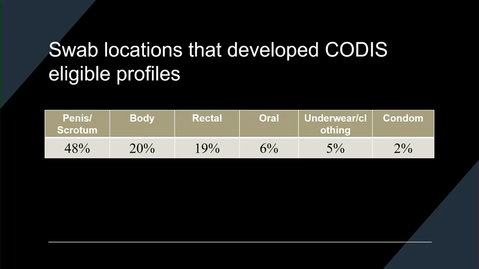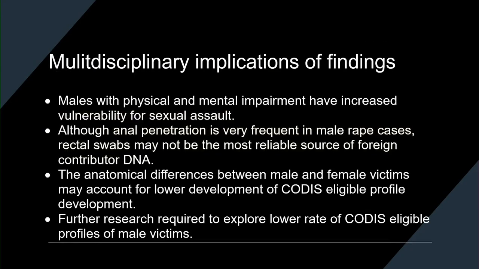So for our males, we looked at which swabs developed the CODIS-eligible profile. I want you to think back that I shared that there was much more likely to have anal penetration with penis, finger, hand, or object. But isn't it interesting that those are not the swabs where we are developing those CODIS-eligible profiles, rather penis and scrotum is the number one. Now, they also have oral contact, so that's saliva, we think, or there may have been some ejaculation or just epithelial cells that developed that on the penis and scrotum. Body was even above rectal slightly. Oral, clothing, underwear, and condom retrieved at the scene.